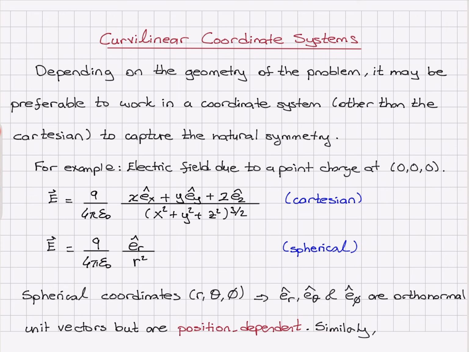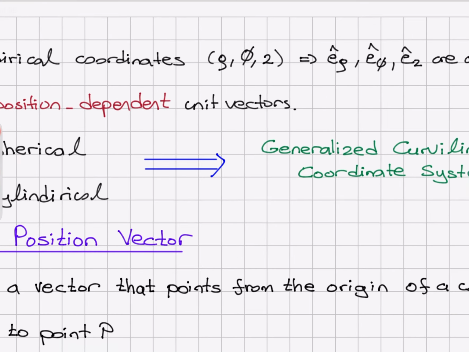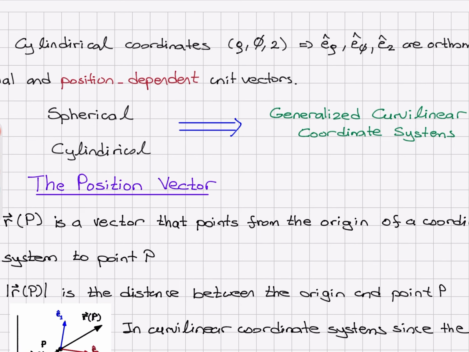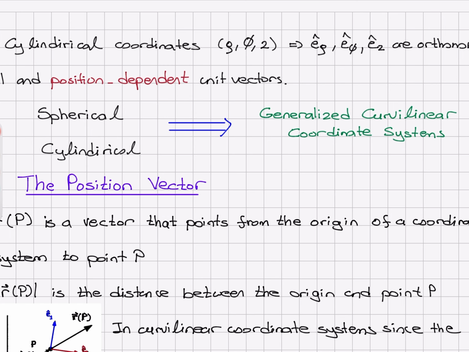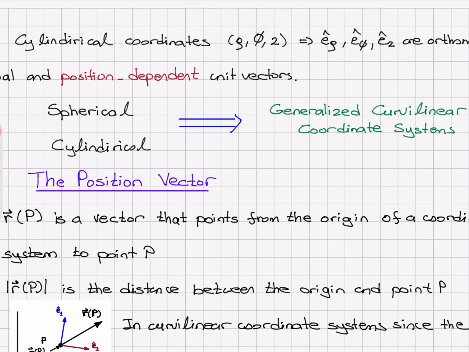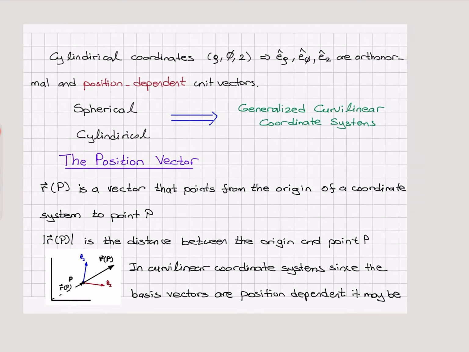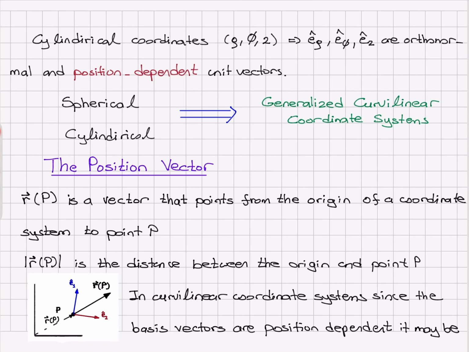Similarly, depending on the symmetry of the problem, we could use cylindrical coordinates, which are rho, phi, and z. Rho is the radial position, phi is the polar angle, and z is the height. So we have e rho hat, e phi hat, and ez hat, the orthonormal position-dependent unit vectors in this case. So these spherical coordinates and cylindrical coordinates, where we have orthonormal unit vectors but they are position dependent, belong to the family of generalized curvilinear coordinate systems, which is the subject of our discussion currently.